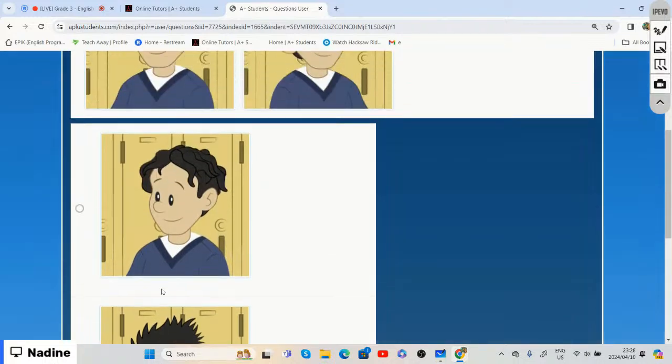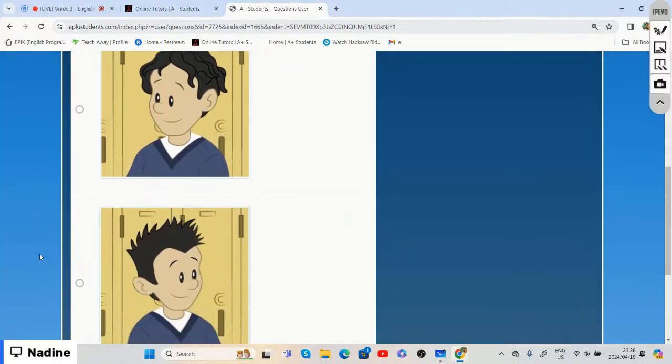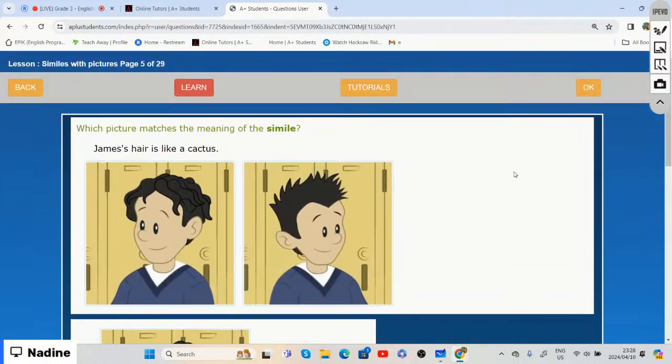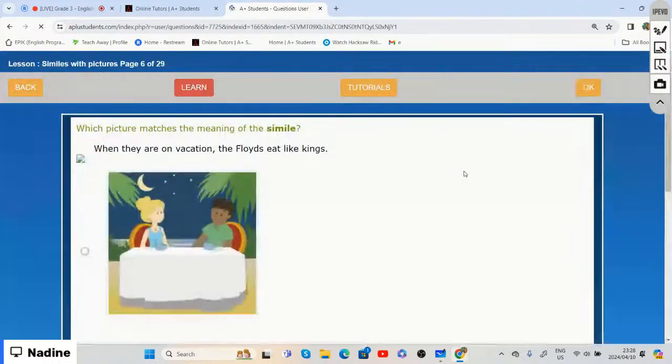So if we compare his hair to a cactus, choose option one or option two. All right. And if we look at, let's choose the second one. All right. And the second one is correct.